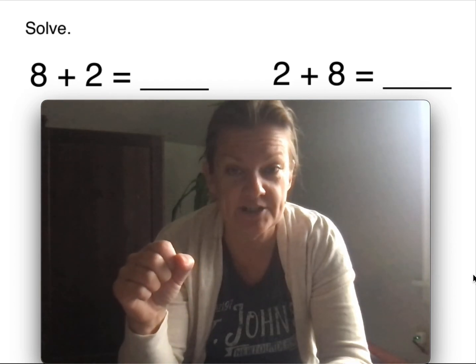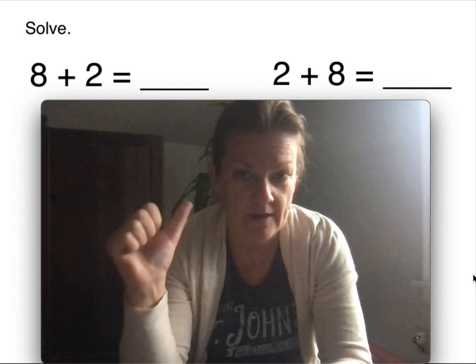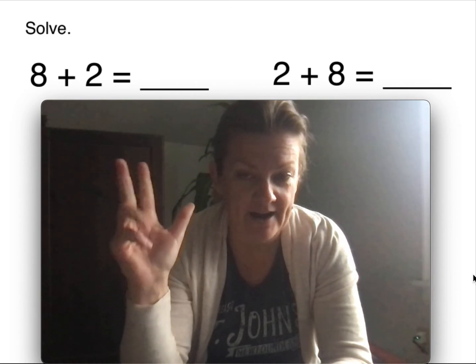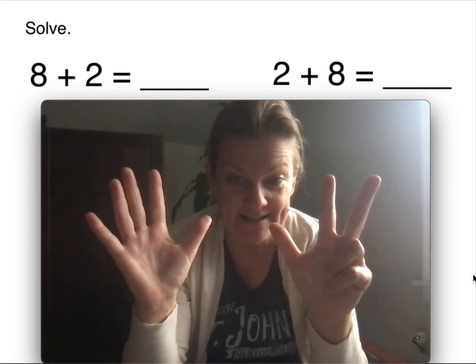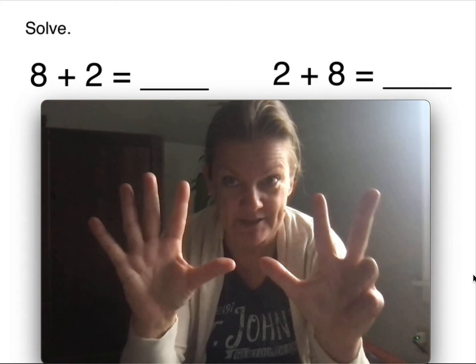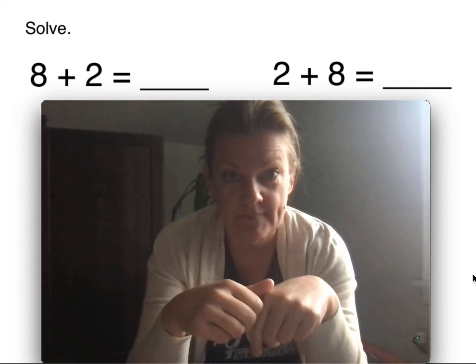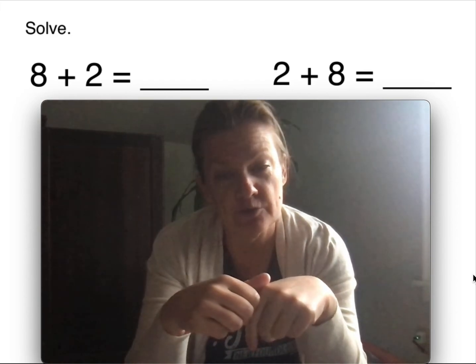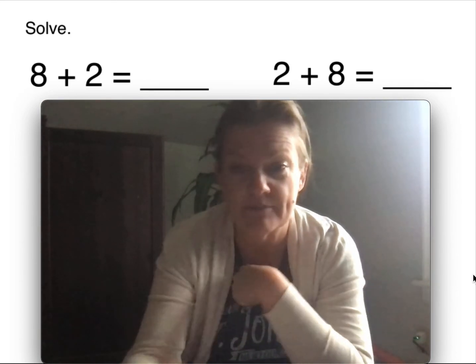The first number is 2, so we're going to grab the 2. 2, 3, 4, 5, 6, 7, 8, 9, 10. So we've grabbed the 2 and we've counted 8 more. 8 plus 2 equals 10. 2 plus 8 equals 10. They both equal the same thing.